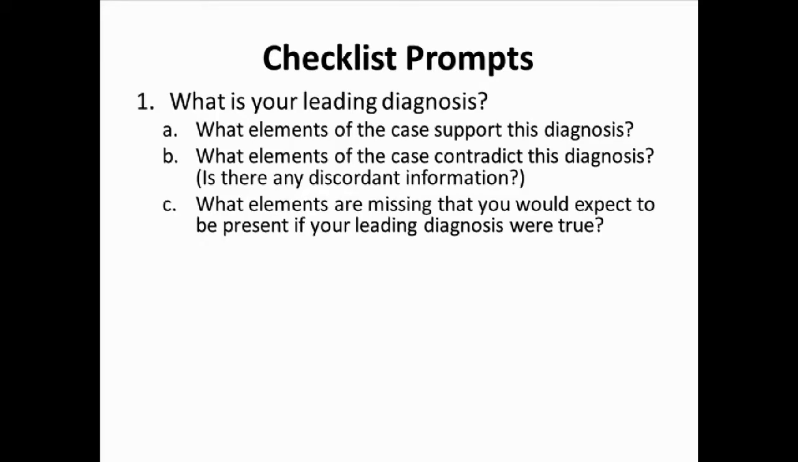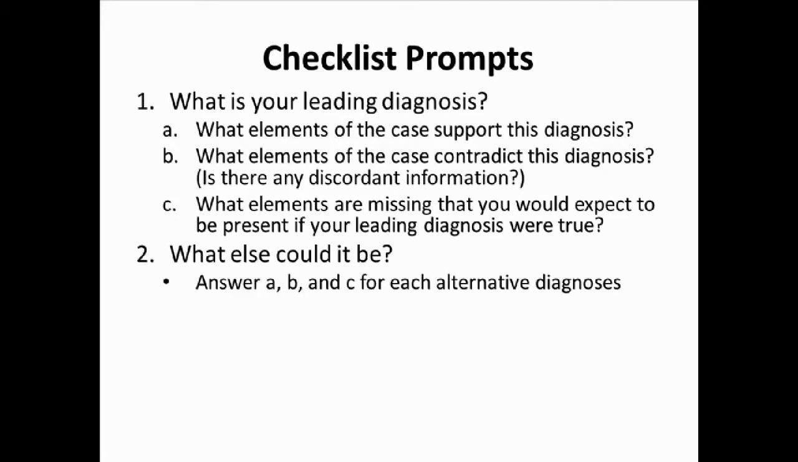The first component is to identify what your initial leading diagnosis is after evaluating the case. And then you're asked to consider what elements of the case support and contradict the diagnosis respectively, and moving on to consider what elements are missing that you would expect to be present if your leading diagnosis were true. And going through this thought process is supposed to help you consider how likely this diagnosis is and whether you should consider alternatives. The next step asks what else could it be, basically asks you for your differential diagnosis and to answer the same 3 questions for each diagnosis that you identify.